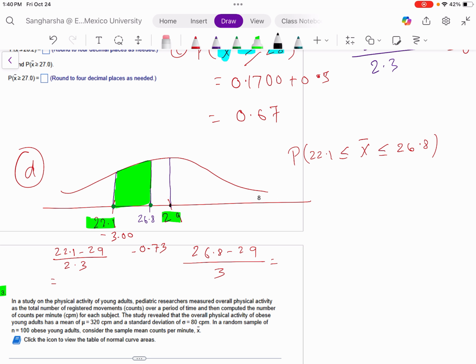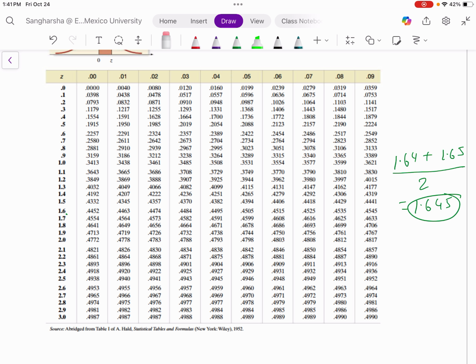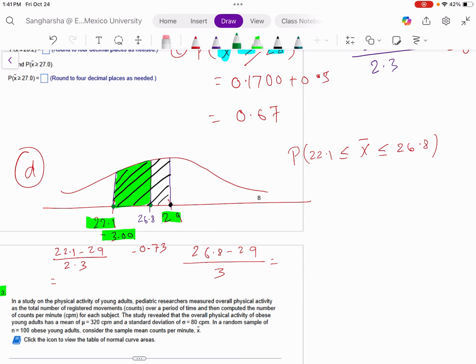Now this is our mean. Using this G value we find the area of this region. From the G table, we look for 3.0, and the area is 0.4987. 0.4987 is the area for the black shaded part.